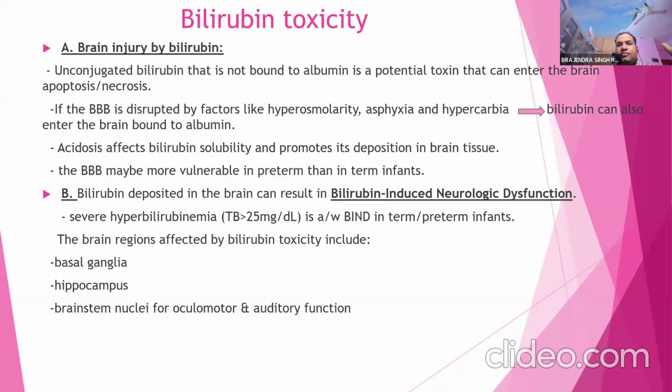Now, the third important part, as we discussed physiology and phototherapy, is bilirubin toxicity. This is the most dangerous complication of neonatal jaundice. If brain injury by bilirubin happens, then it is irreversible. So we also need to know about brain injury by bilirubin.